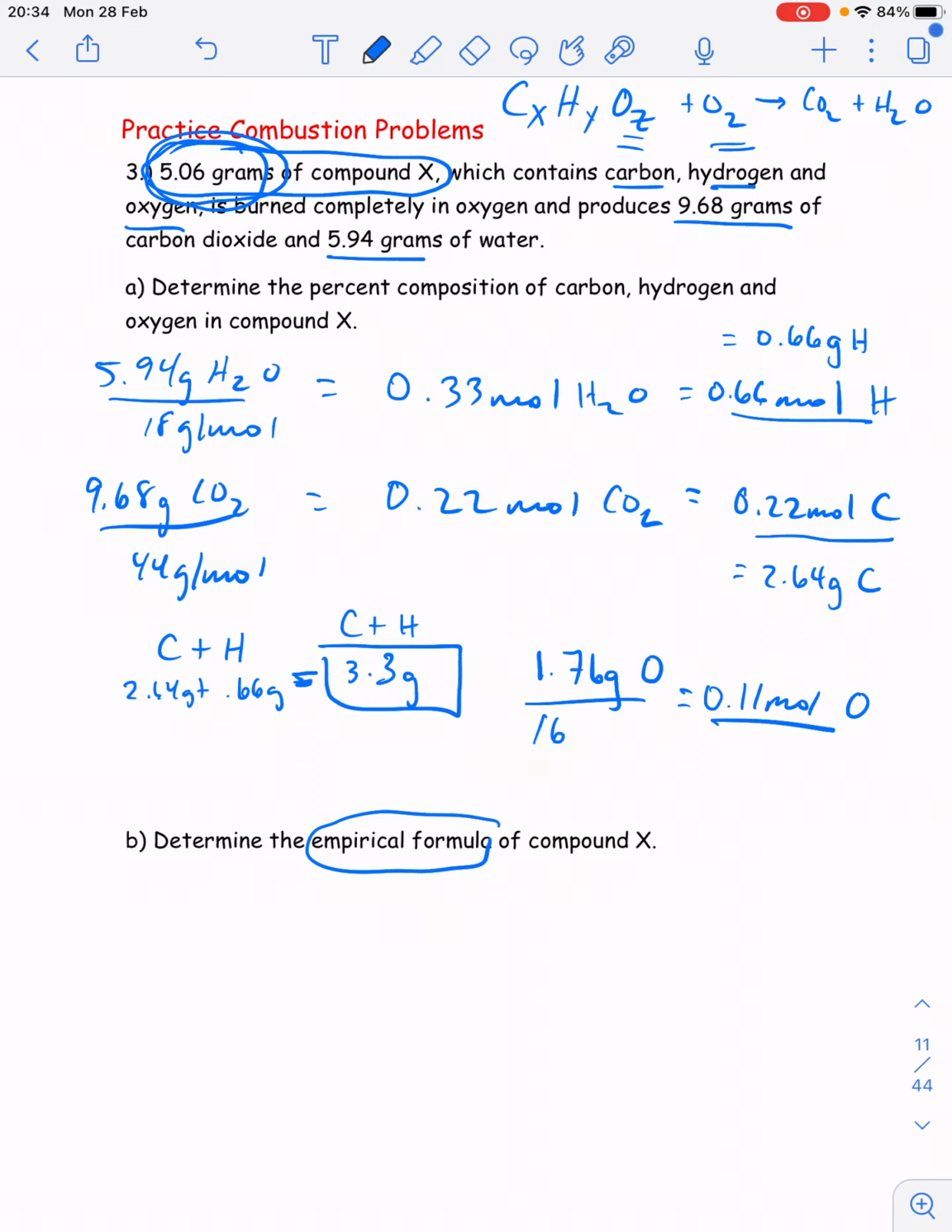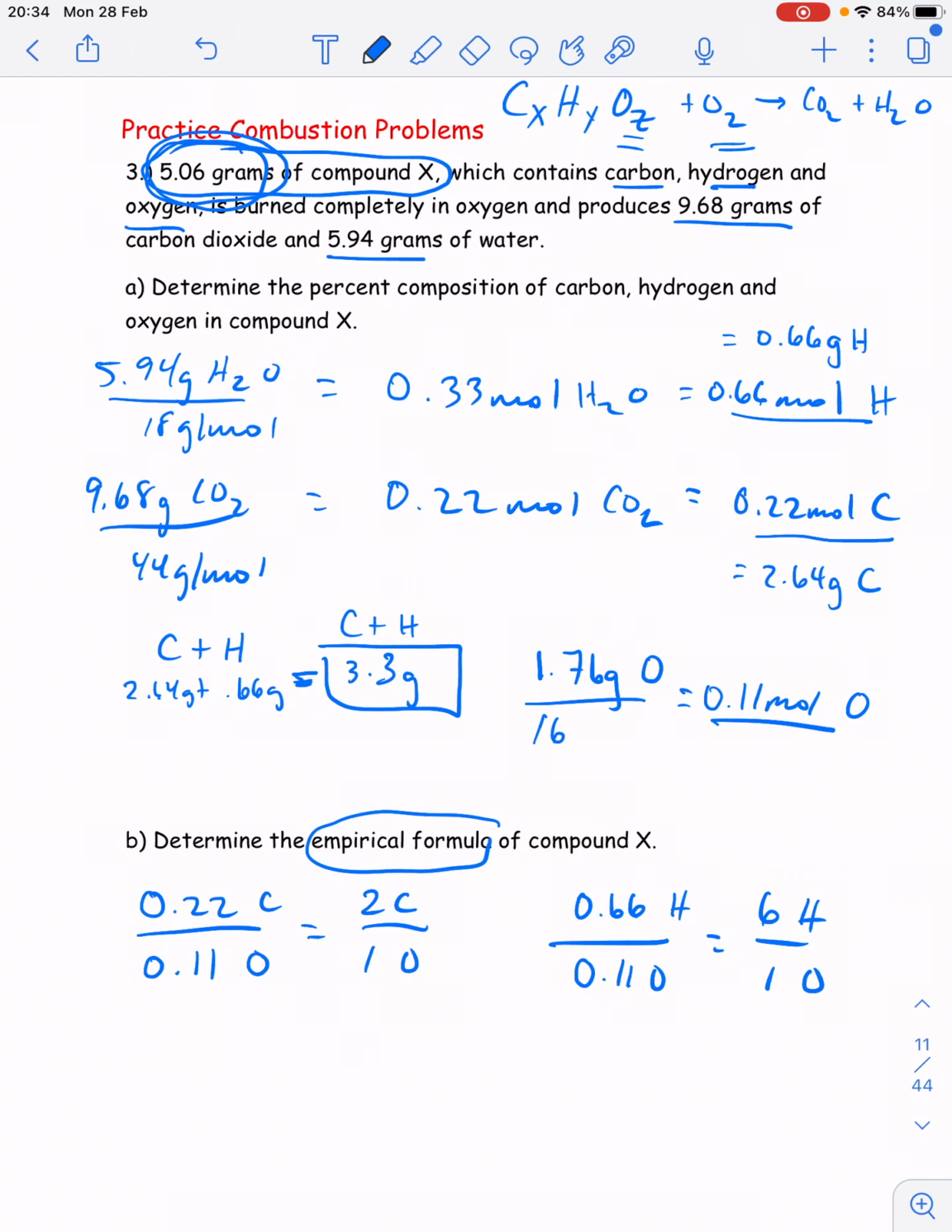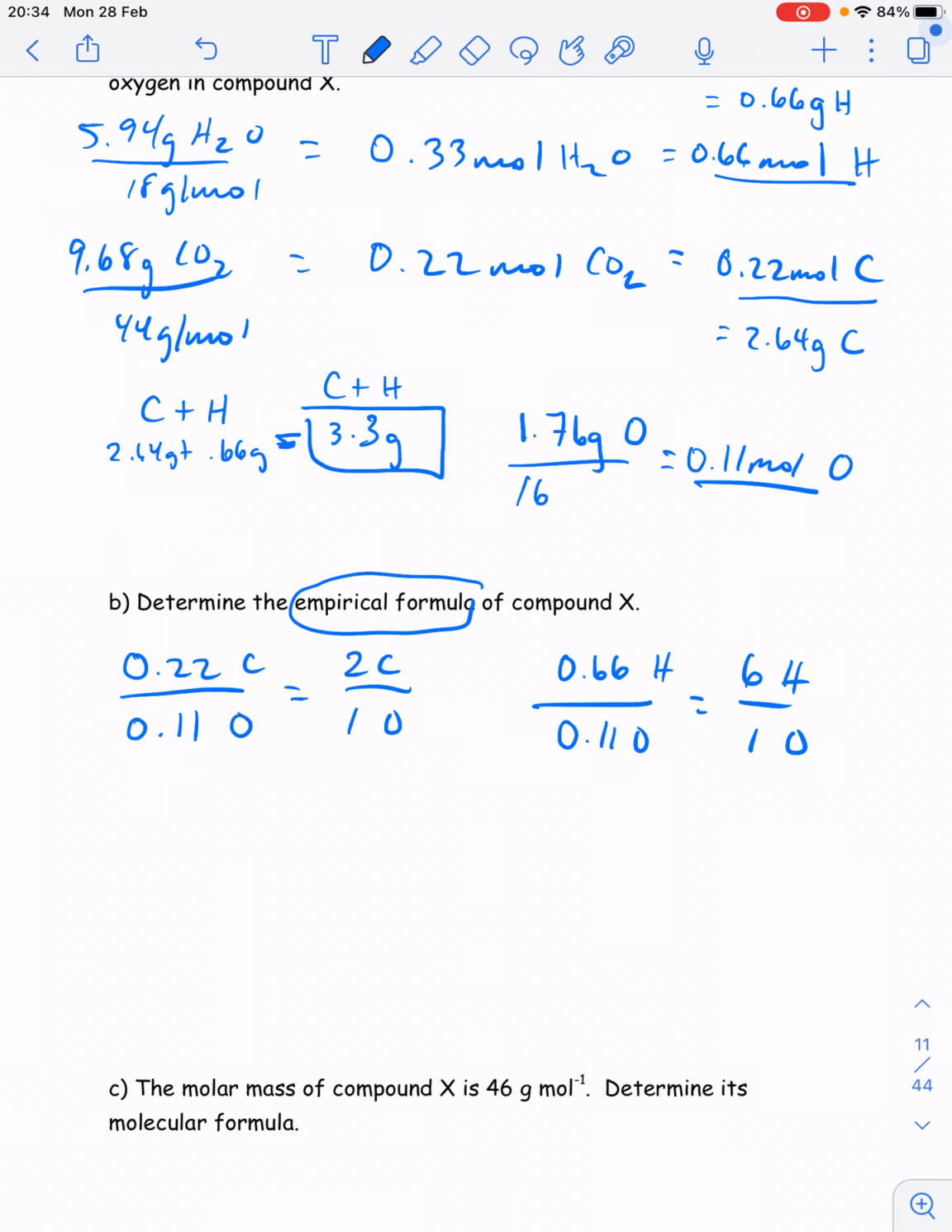Okay, I now have moles of oxygen, carbon, and hydrogen. When I have one with 3 different elements, it's best to always divide by the smallest one. So I've got 0.22 carbon to 0.11 oxygen. That's a 2-to-1 ratio of carbon to oxygen. I've got 0.66 H to the 0.11 oxygen, and I've got a 6-to-1 ratio of hydrogen to oxygen. So for the same 1 oxygen, I have 2 carbons and 6 hydrogens and 1 oxygen. So that's the empirical formula.